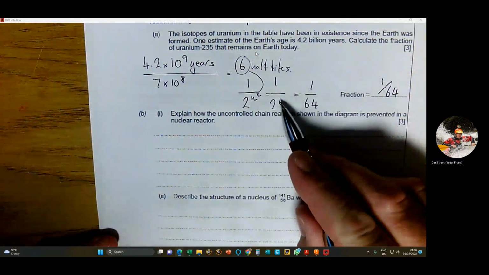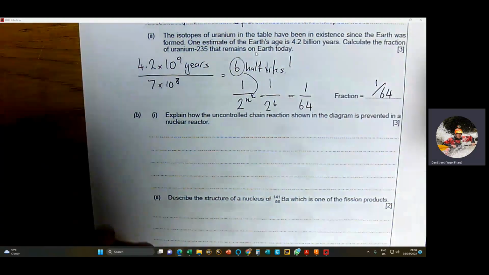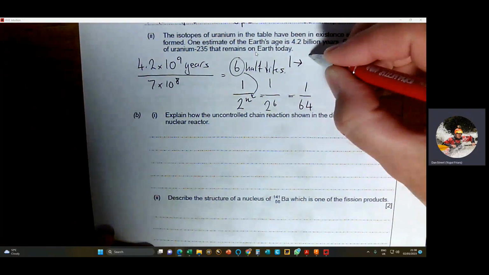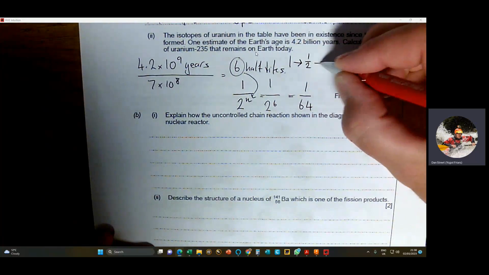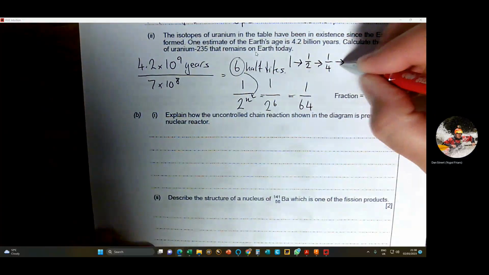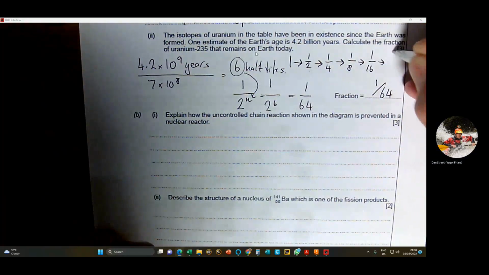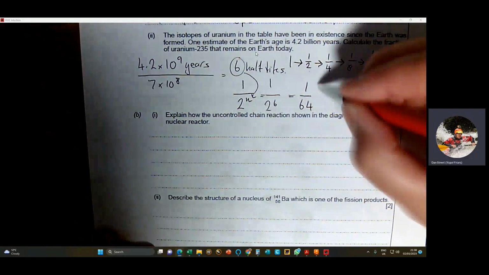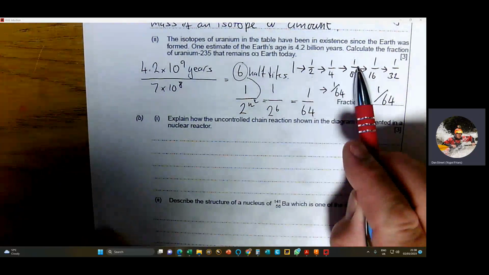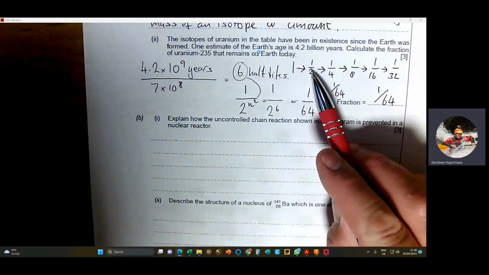If you're not sure about this method, what you can do is start off with 1. That's the whole amount of uranium-235. And if you go through this process 6 times, so that's 1 half-life, 2 half-lives, so we've halved that, 3 half-lives, 4 half-lives, 5 half-lives, and then finally our 6th half-life gives us 1 over 64. So each of these steps is a half-life, and during each of those steps the amount of material or the amount of radiation goes to half its original value.